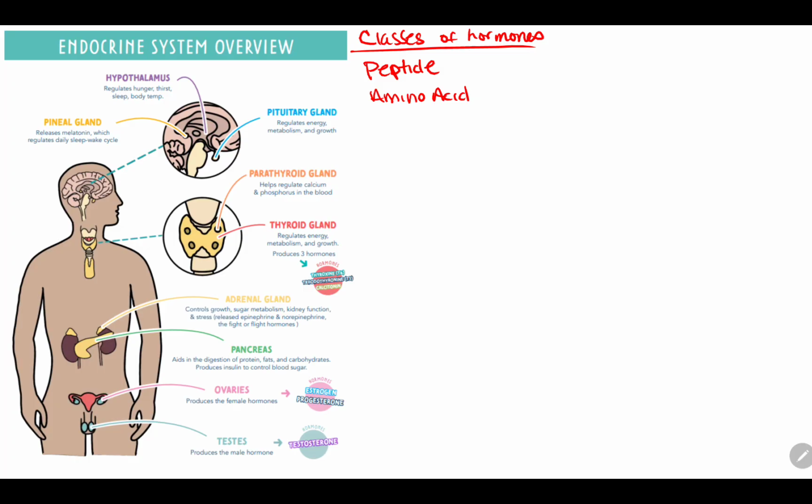However, we also have amino acid derivative hormones, right? Coming from the amino acids tyrosine and tryptophan. Tryptophan is going to make that melatonin produced by the pineal gland, whereas the tyrosine amino acids are going to produce the thyroid hormones, right? As well as epinephrine and norepinephrine too. But they're going to be amino acid hormones.